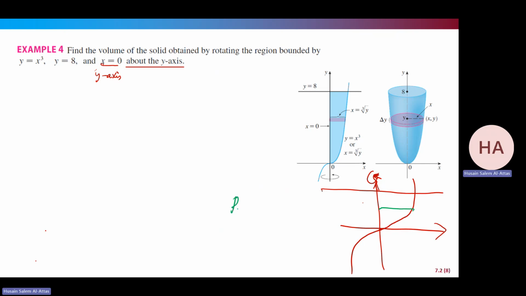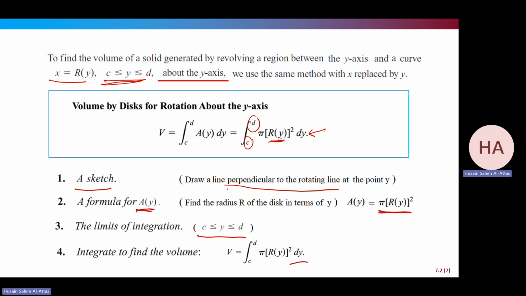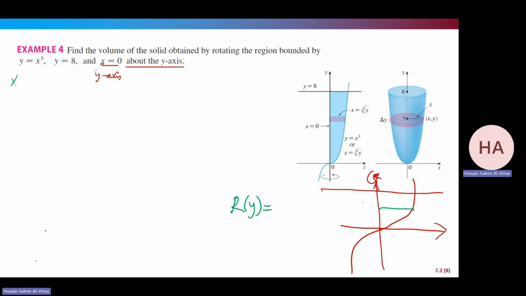And r of y will be what? First, be careful. I want the function to be x equal r of y. So I need to write this. It will be x equal y to the power 1 over 3, which is this function now in terms of x. So r of y will be y to the power 1 over 3 minus 0, which is y to the power 1 over 3. That will be r of y.